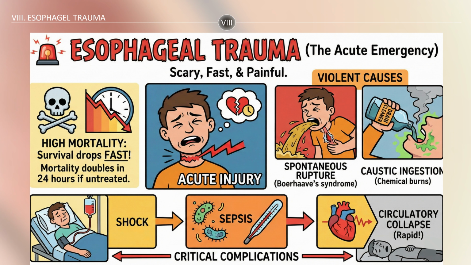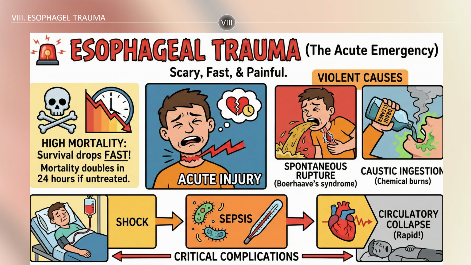Esophageal trauma, the acute emergency. While less common, this is scary because of how quickly it can become fatal and the painful nature of the injuries. High mortality: the text notes that high mortality rates are associated with esophageal perforation. Survival drops drastically if not treated immediately, with mortality doubling just 24 hours after the injury.